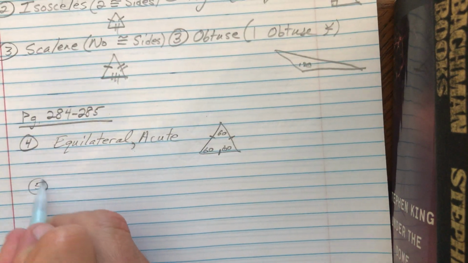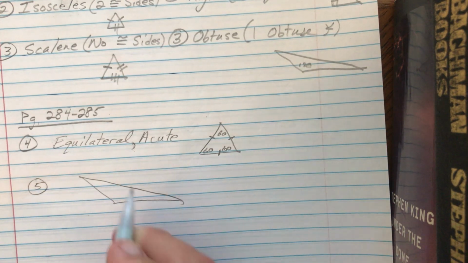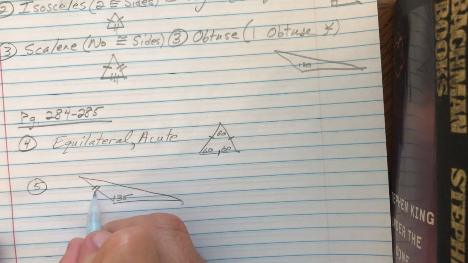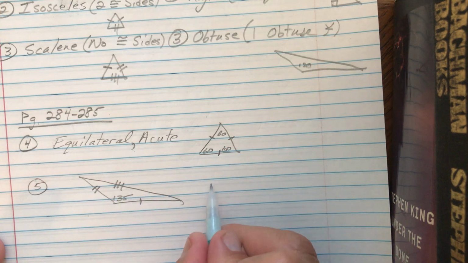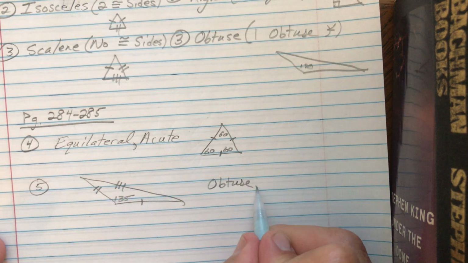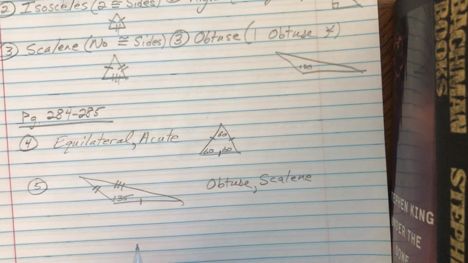What about number 5? Number 5 looks like this. Has 135 here, and then these 3 sides all have different slashes. So the 135 is an obtuse angle, and since all 3 of these sides are different, that's called scalene.